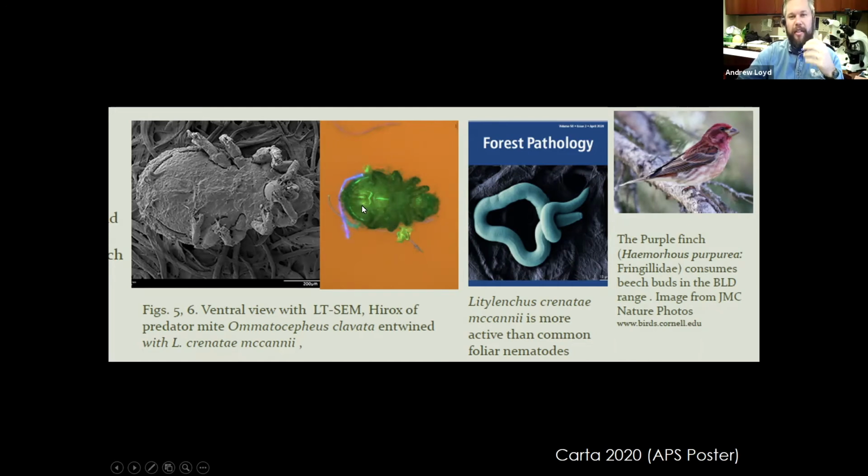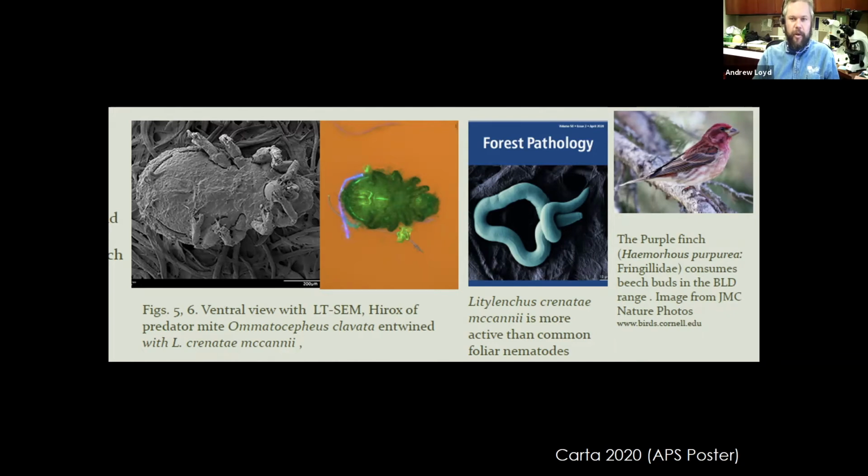But how does it spread on larger geographic distances, or even within a forest scale? And they started to look at these mites, and they started to see that some of these mites are maybe associated with birds. Birds have a lot of mites that are associated with them. They live in their feathers and in their nests. And there's a group of birds in particular, the purple finch, that actually feed on beech buds. So again, remembering that the infection court, or where the infection happens, is in the bud. And these purple finches actually, that's what they feed on in the winter time when those buds are nice and plump.